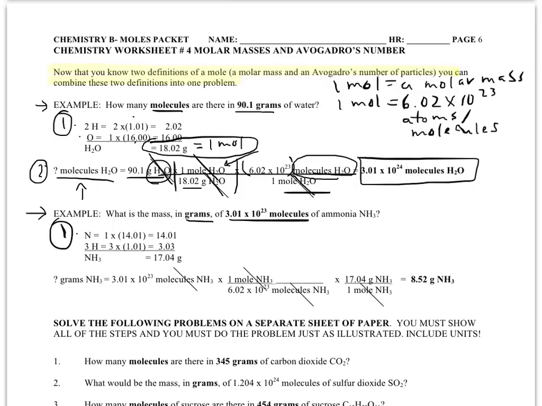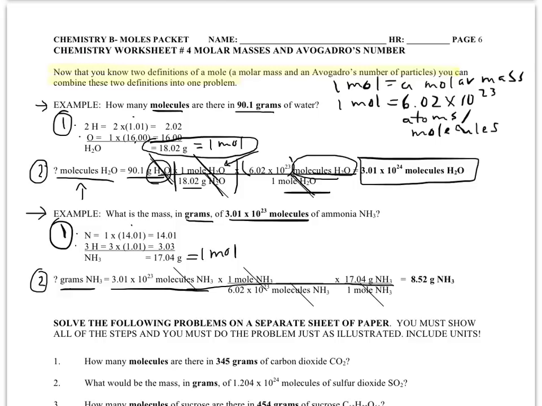So I have 1 nitrogen. Off the periodic table, I can see it weighs 14.01. I have 3 hydrogens, so 3 times 1.01. I add that up, and I get that 1 mole of ammonia is equal to 17.04 grams of ammonia. So my second step, as always, is my factor label problem. So I want to know the number of grams. I've been given the number of molecules, and this time my first goal is to get rid of molecules.